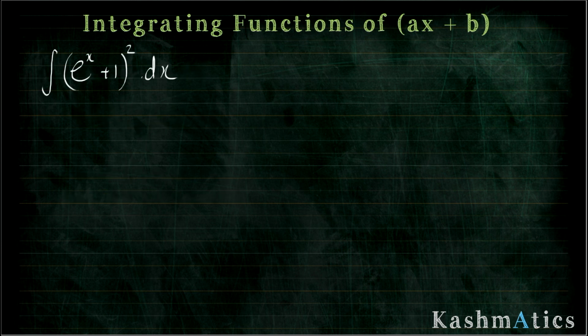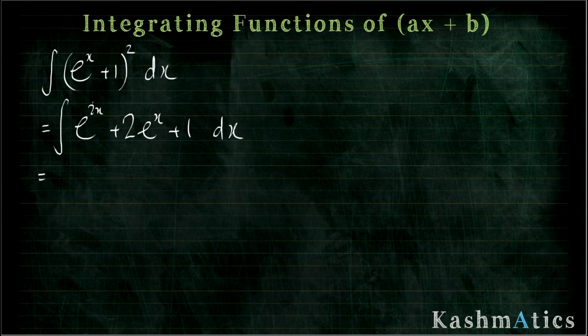Okay, here's the second example. So we've got some brackets here, so we need to expand the brackets first before we do any integrating. So the integral of, now this, you can take your time expanding this, but this will become e to the 2x plus 2e to the x plus 1 dx.